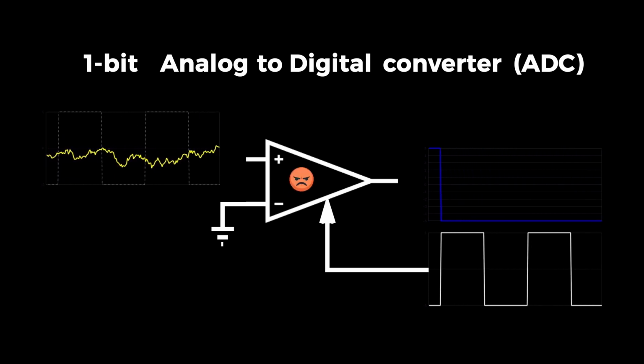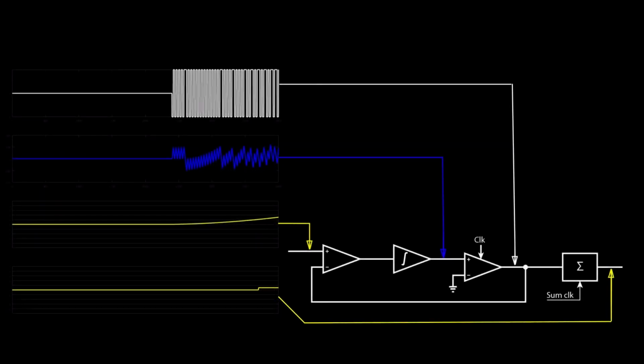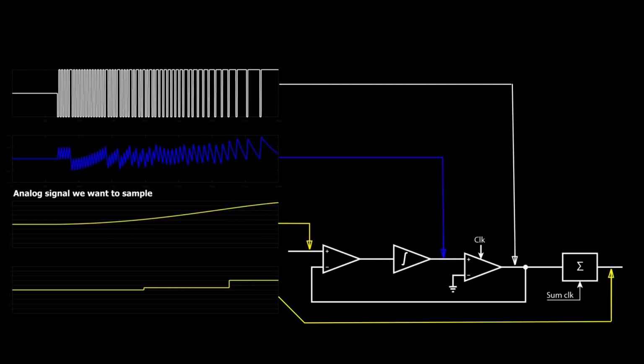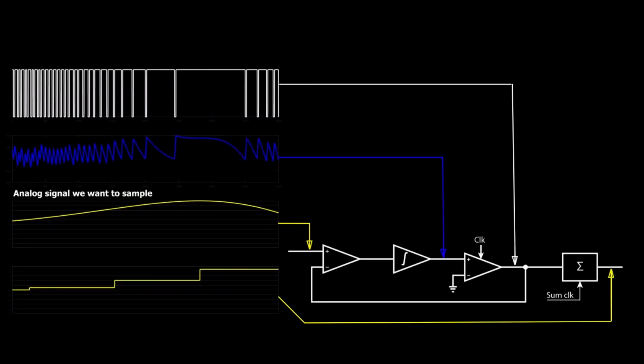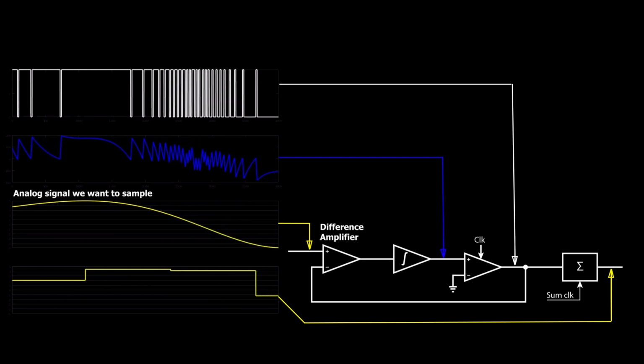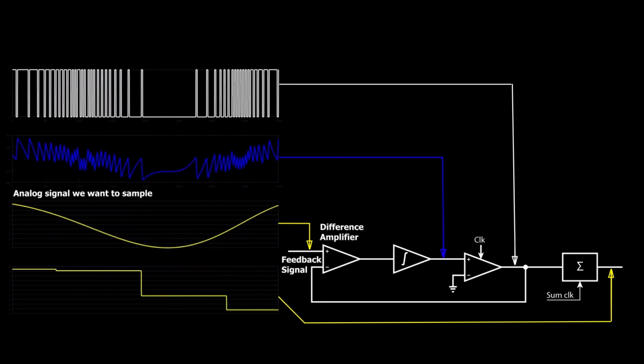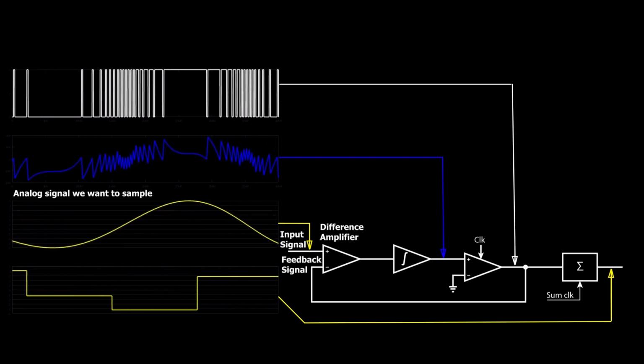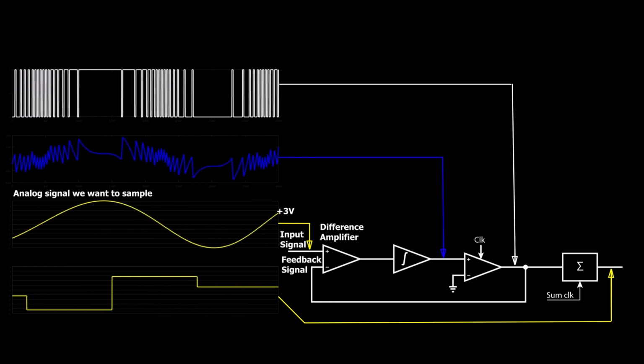Cool, so now let's make our prototypical sigma delta modulator by connecting the analog signal we want to sample to this feedback loop. So we have a difference amplifier that subtracts the feedback signal from the input signal. So for example, if the voltage at the analog input is plus 3 volts and the feedback signal is plus 5 volts, then we would have a minus 2 volts output signal.